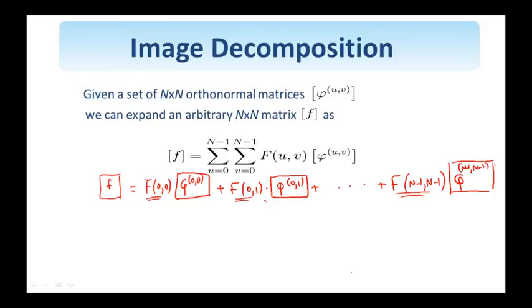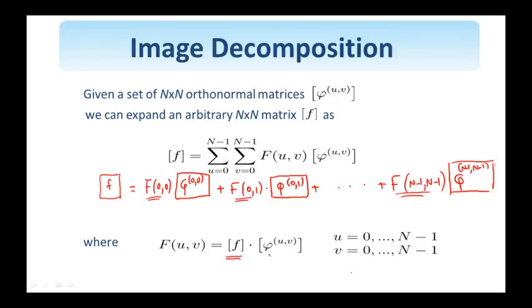How does one find the coefficients here, f of u, v? We have to perform the projection of the image f onto each and every one of these bases phi. And this projection, this inner product we defined, will give rise to this coefficient. We have seen this decomposition before with vectors, not matrices.